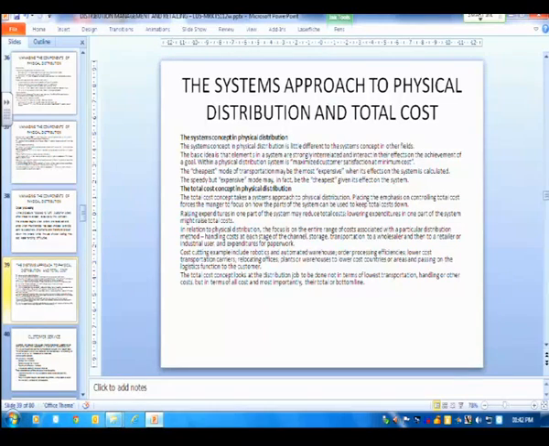The total cost concept looks at the distribution job to be done not in terms of lowest transportation, handling or other costs, but in terms of all costs and, most importantly, their total or bottom line.